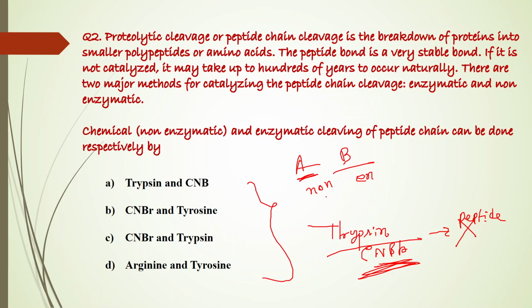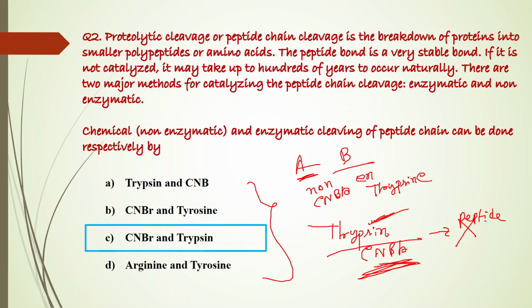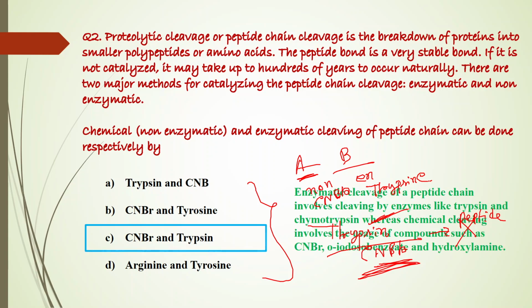So for the non-enzymatic pathway, we can write down CNBr. And in case of the enzymatic pathway, we have trypsin. Trypsin is an enzyme. So if we are using trypsin, we can call it an enzymatic pathway. So our correct option was, for chemical it will be CNBr, and for non-chemical or enzymatic it will be trypsin.